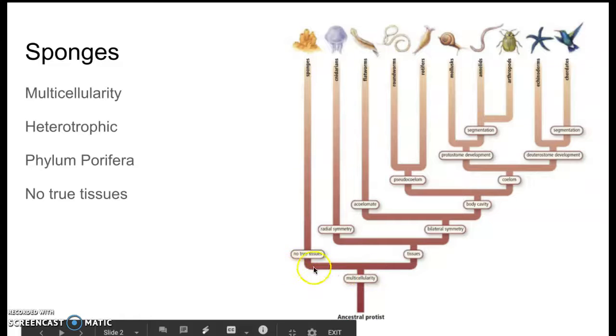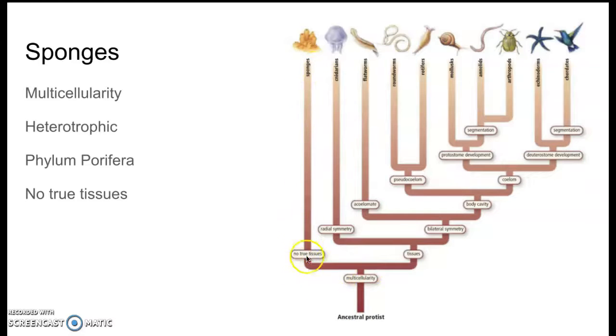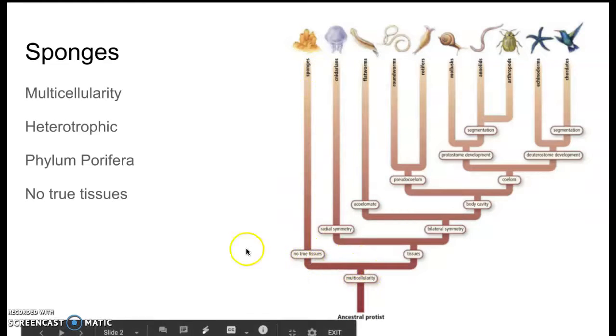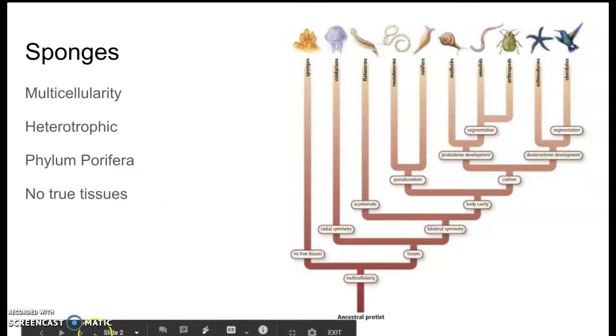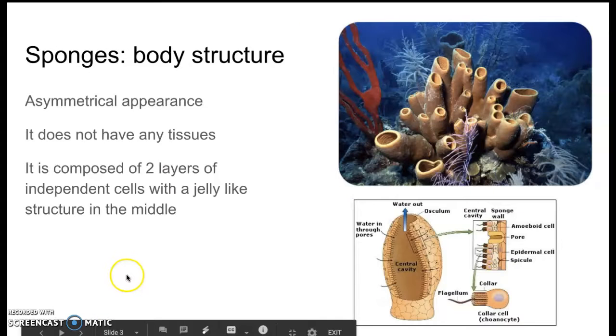So they're the first organisms that we believe were developed. They're heterotrophic. That means they have to get their own food by eating other organisms, and they're from the phylum Porifera, and like I said, they have no true tissues.